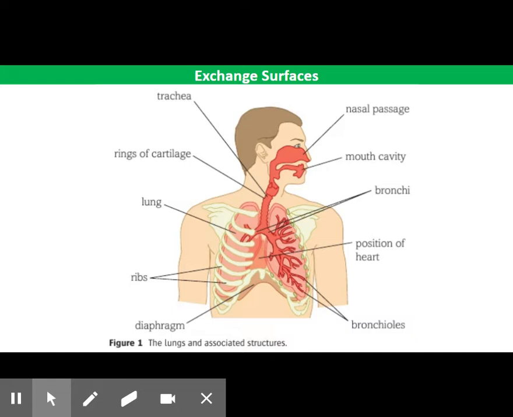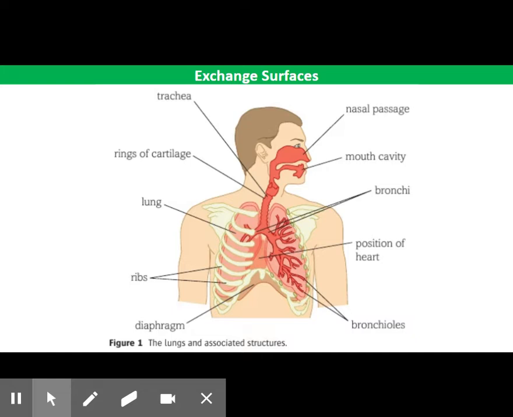Now, you need to be familiar with the term pharynx as well. The pharynx is the common passage for both food and air. Two tubes extend downwards from the pharynx. They're the esophagus and the trachea. So the esophagus leads to the stomach, whereas the trachea, which is labelled on the diagram in front of you, is part of the respiratory system.